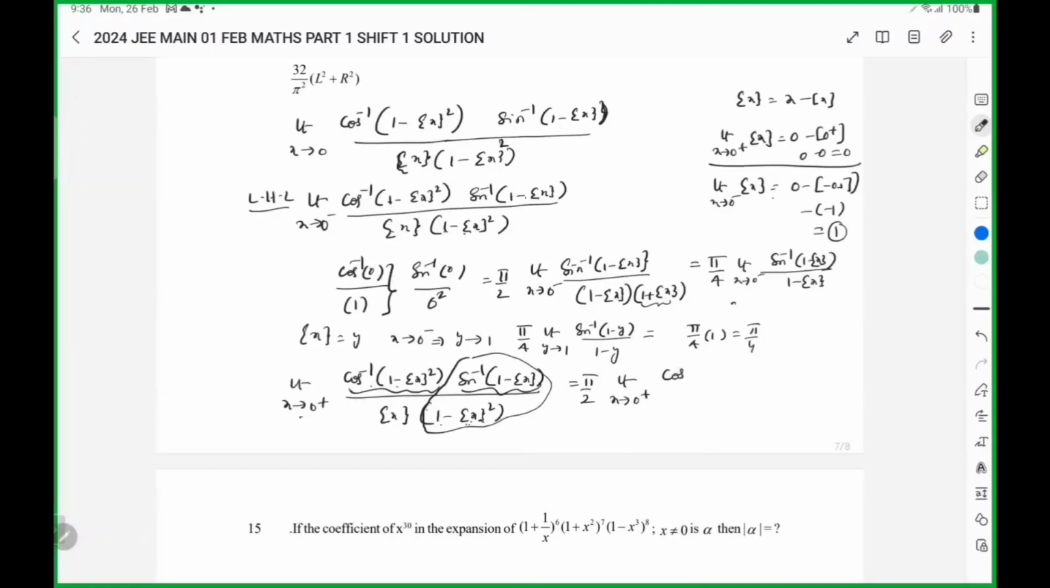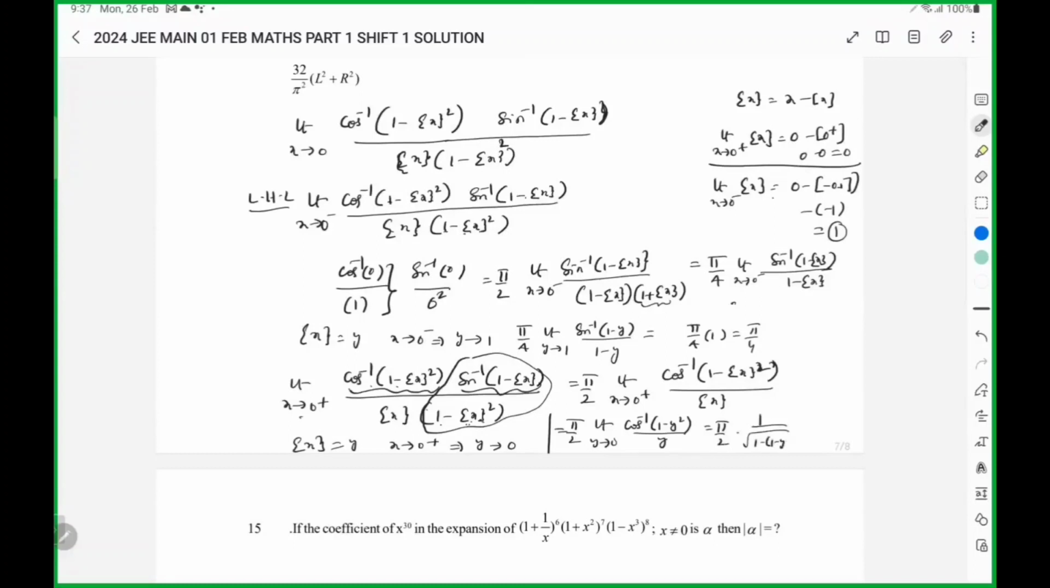Limit x tends to 0 plus of 1 minus fractional part of x whole square by fractional part of x. So now you get 0 by 0 format. As usual, fractional part of x as y. x approaches 0 plus, y approaches 0 only, which is pi by 2 into limit y tends to 0 of cos inverse of 1 minus y whole square by y. So now 0 by 0 form, you can apply L'Hospital rule.